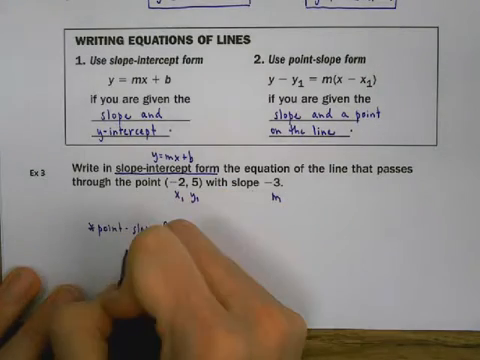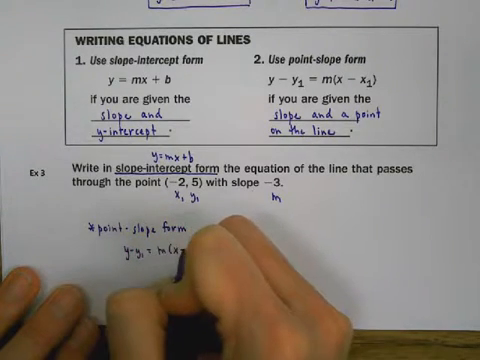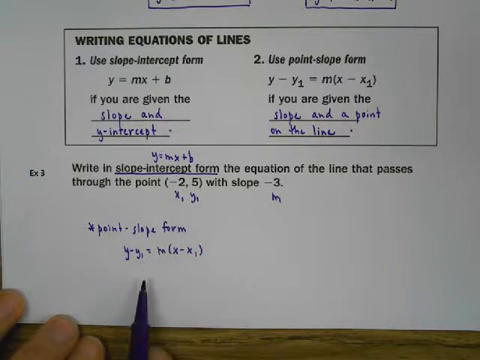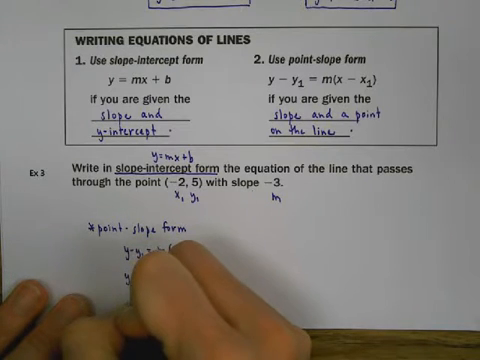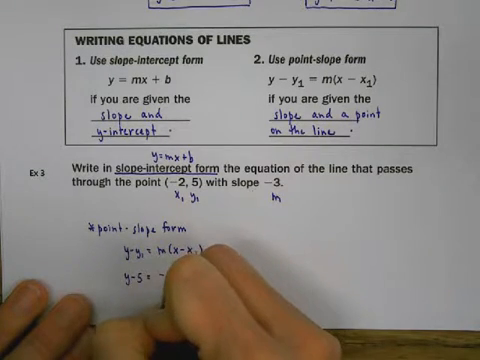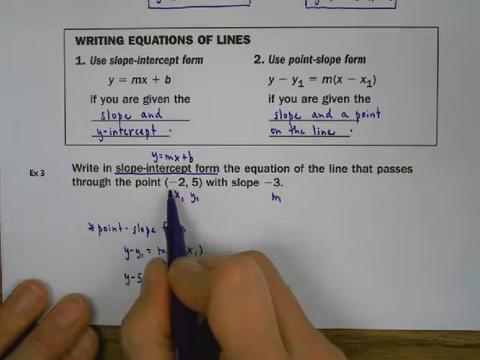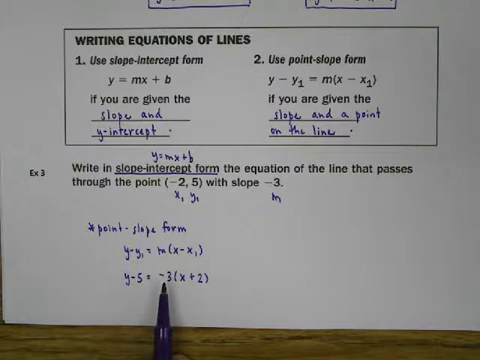Again, I know point slope form is y minus y1 equals m times (x minus x1). I have all that information, so I'm going to go ahead and put it in point slope form. And I'll get y minus 5 equals negative 3 times (x plus 2), because of that negative 2. So there's point slope form.